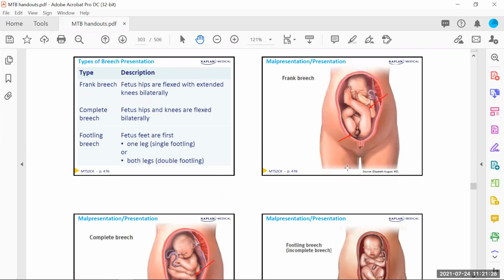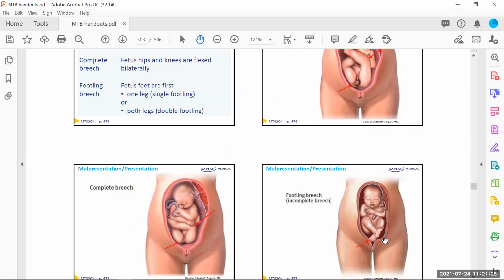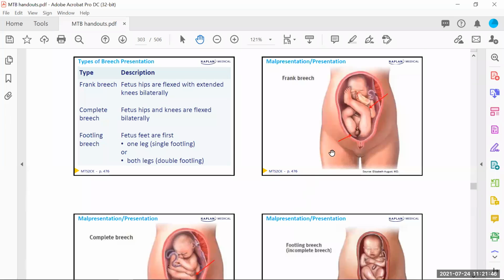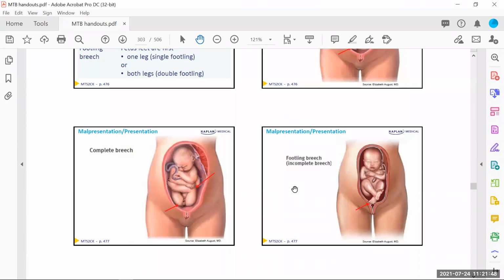it's a frank breech. And we can say it's a footling breech when you can just palpate the foot of the fetus. So we can say it's a footling breech. Fetal feet are first; if one leg is palpable, you can say it's single footling. If both legs are palpable, you can say it's a double footling. Normally we have this frank breech position, but any type of breech can be there.